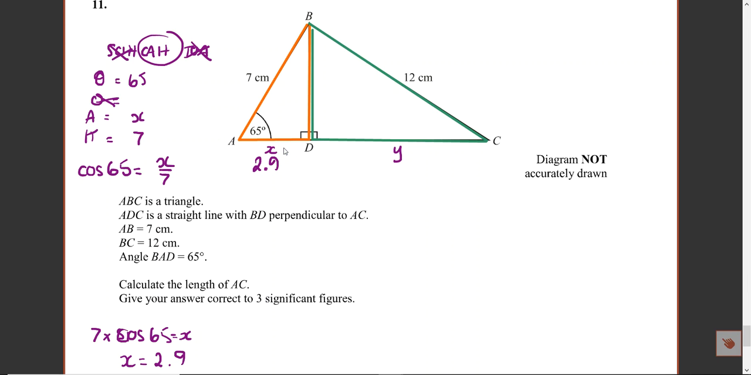Now, I've done the first step that I know how to do. So now I'm going to approach y. I've got my x, now I'm going to work out y. But I look at the green triangle and say, well, there are no angles. I don't know any angles.